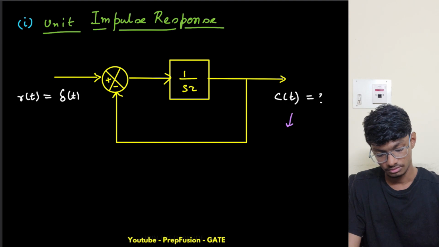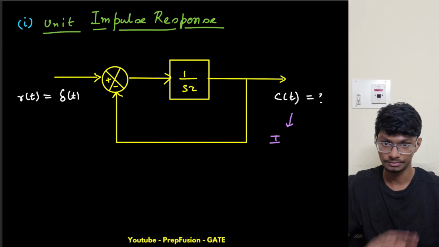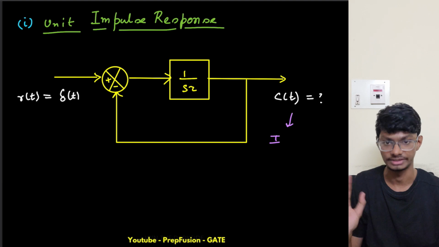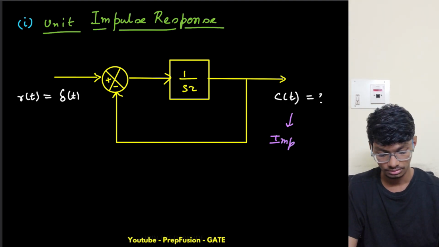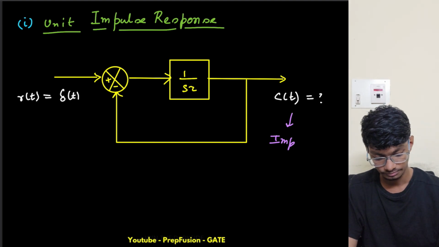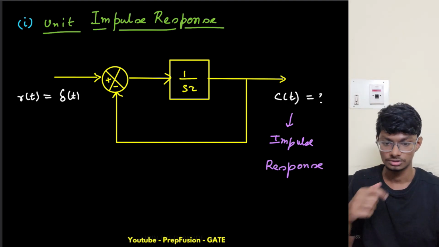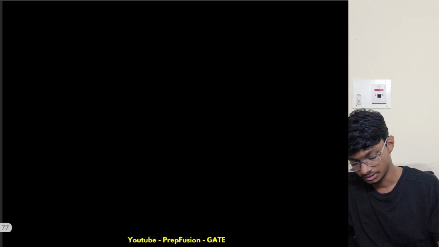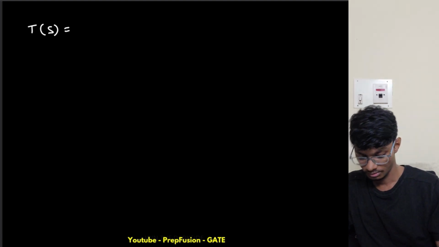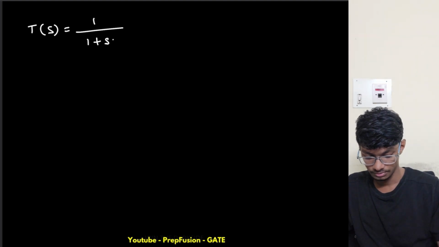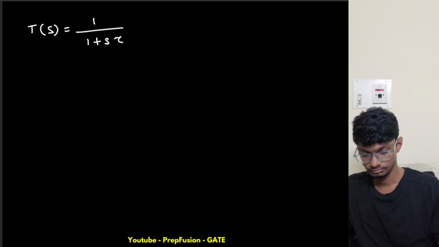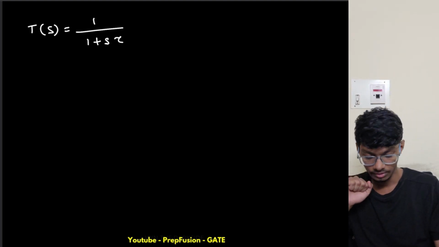I hope you are revising the previous notes. It is very important to revise the basics, then all of this will come together. This is known as the impulse response, if some impulse input is given. So now we know the transfer function. What is the transfer function? The transfer function is basically 1 by 1 plus s tau.